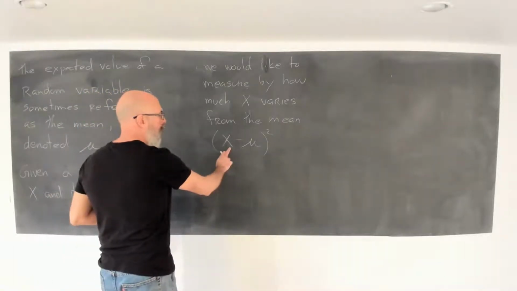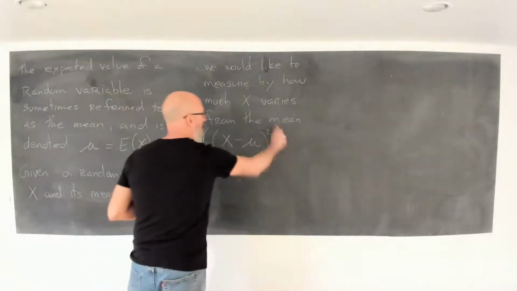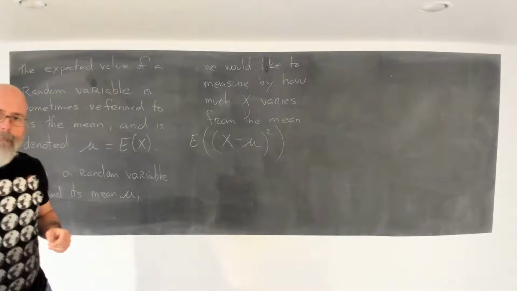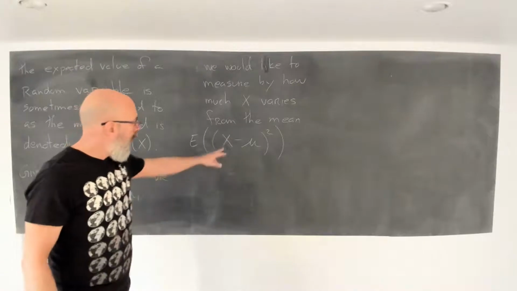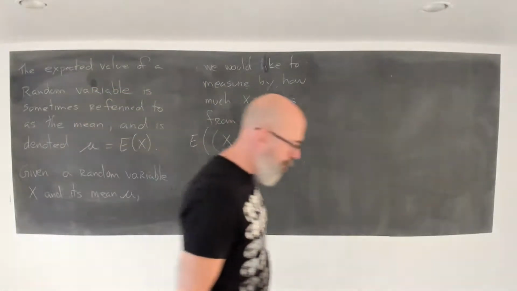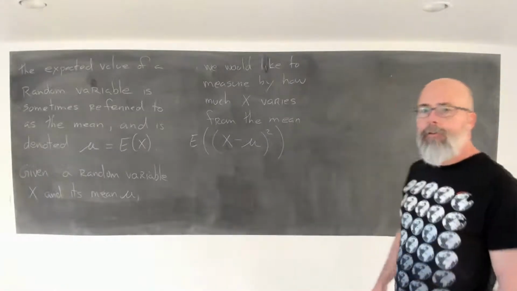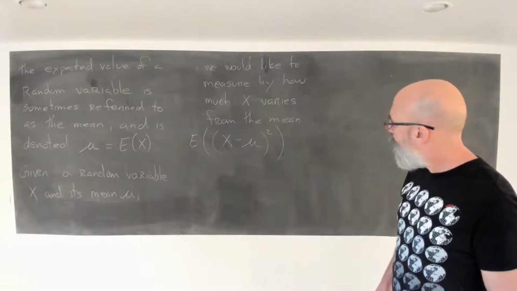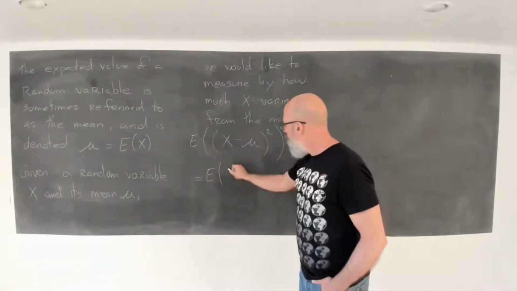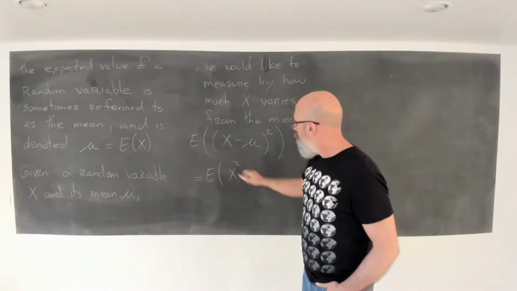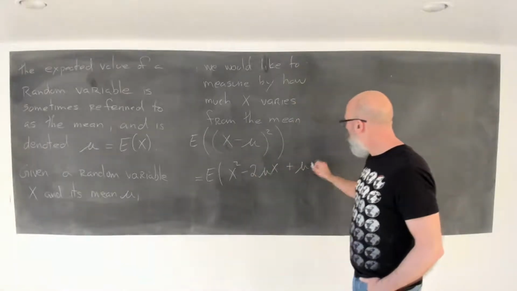And you want to cycle through all of the values. So we're going to take the expected value of this expression. This will allow us to pick up all the values of x, all the values the random variable takes on. And what is that? Well, if you square this, it is x squared, this times 2, and that squared.